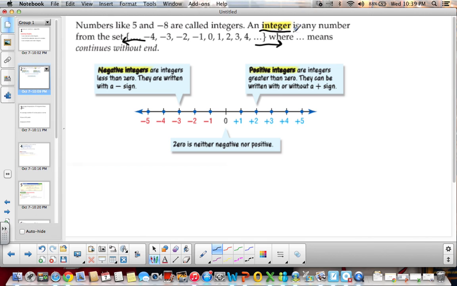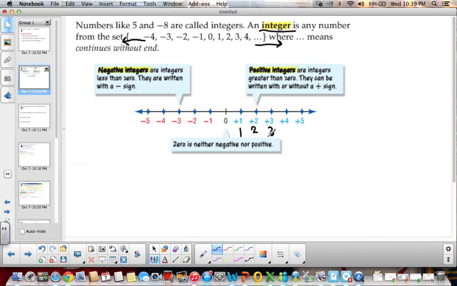A very important word to know and understand, and probably have written down: an integer is positive, negative, or 0. We consider 0 neither negative nor positive. 0 is just 0. Positive integers are greater than 0, and they can be written with or without a positive sign. Almost all the time, we write our positive numbers without a positive sign. So +1 is the same as 1, and +2 is the same as 2.